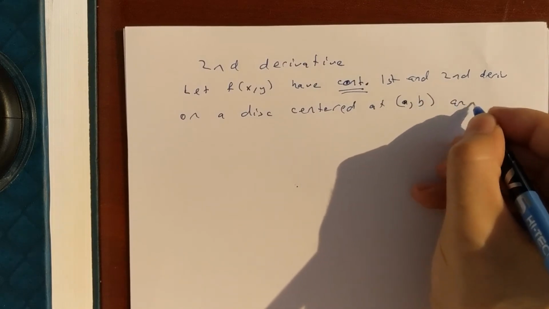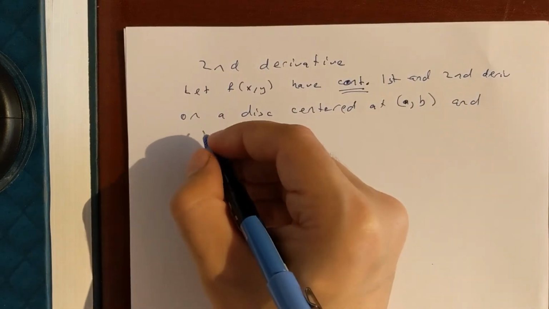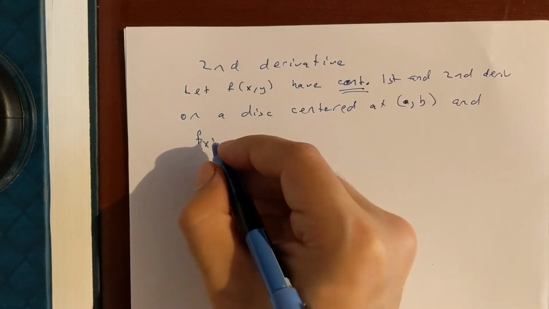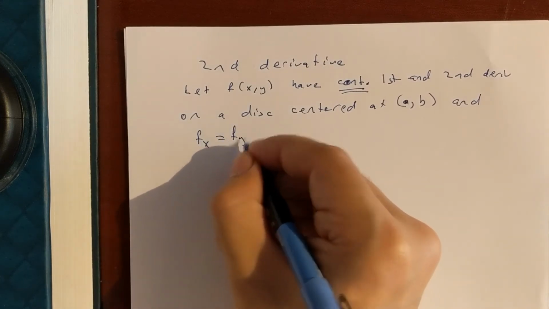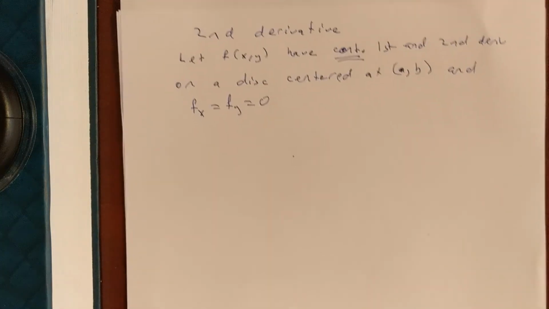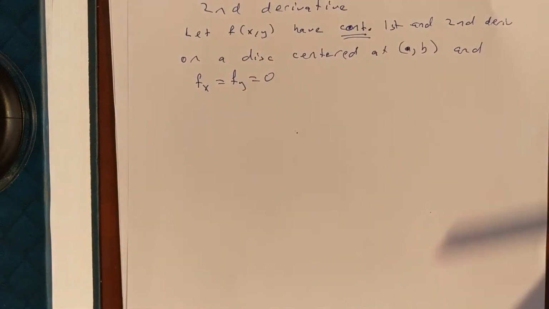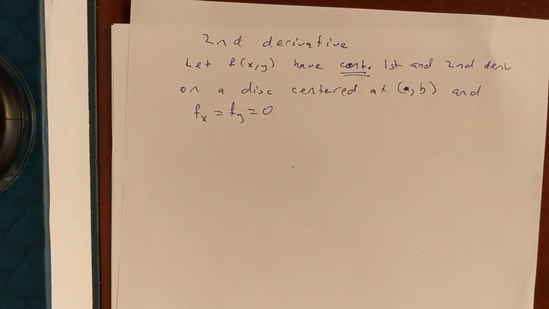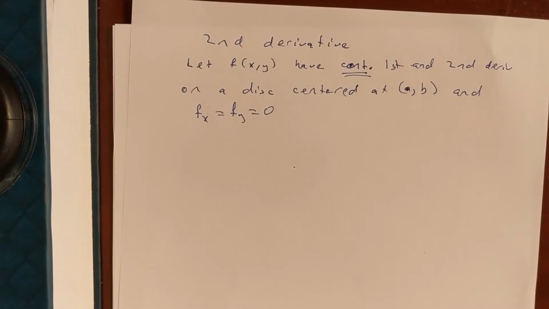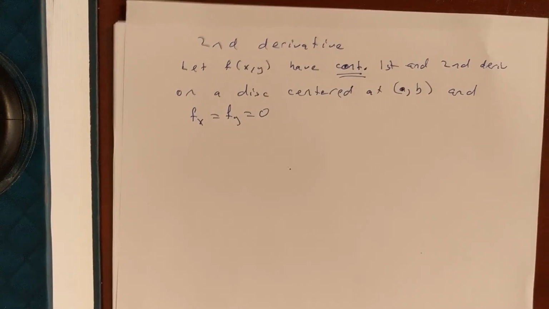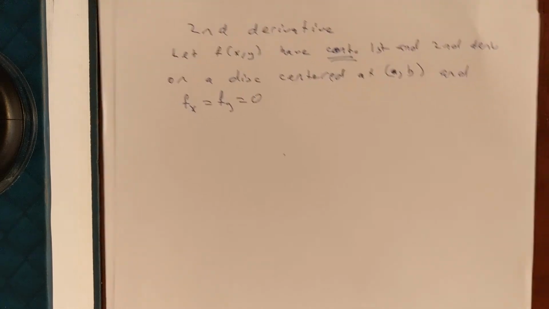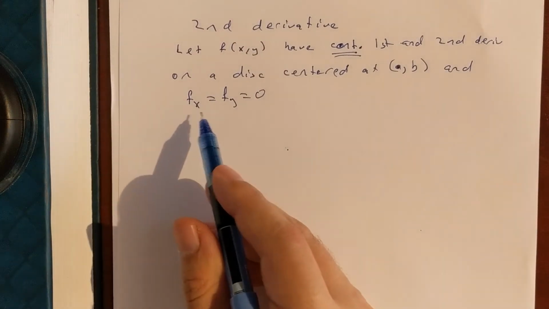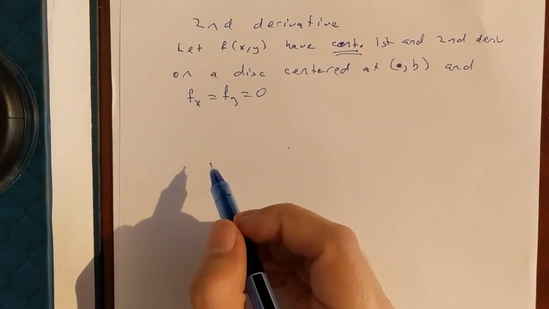And let's say f sub x and f sub y, both of the partials, are 0. Then we have 3 cases here, and we're going to talk about these 3 cases. So we have a function that has continuous second derivatives, which immediately implies it has continuous first derivatives, centered around (a,b), so it's differentiable on some open neighborhood. And then we have a critical point: f sub x and f sub y are both 0.